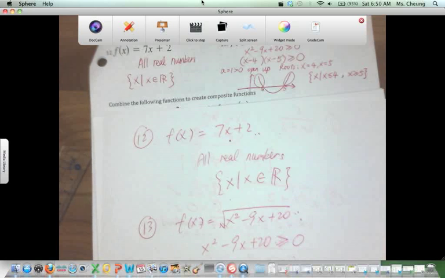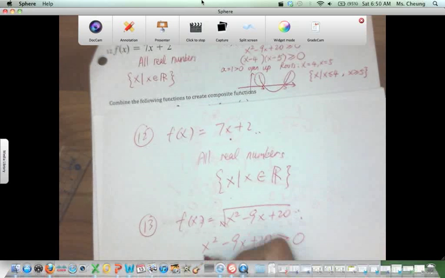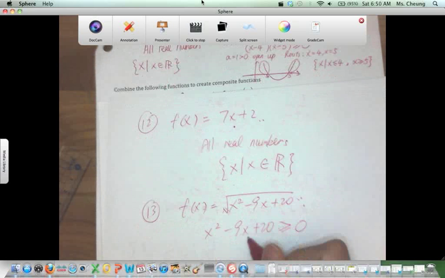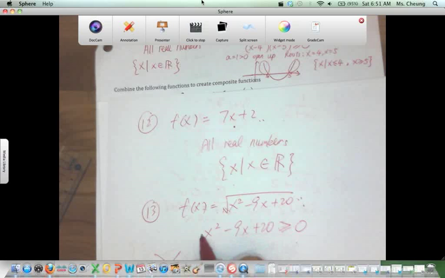After that, I'm going to factorize my quadratic expression using the x factor. I have a, which is 1, times c, which is 20, on top, and negative 9, b, at the bottom.